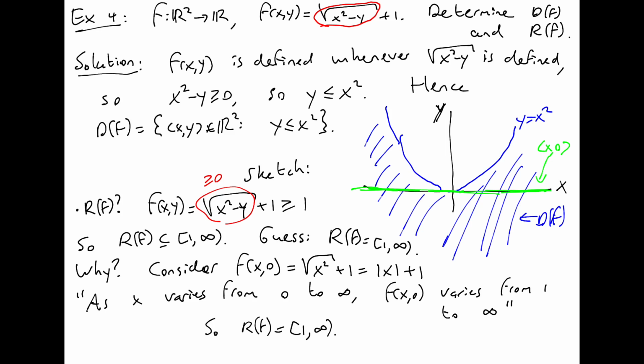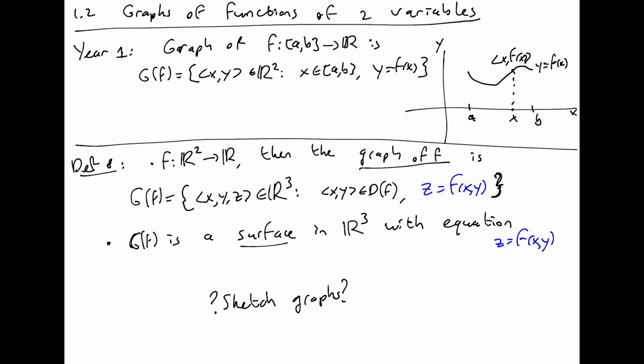Okay, let us continue with the second section, so that was section 1.1. Section 1.2 is on graphs of functions of two variables, and I think this is the most important section of the chapter. Okay, so let's again compare to what we did in the first year.